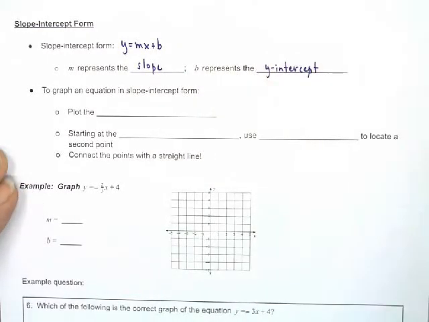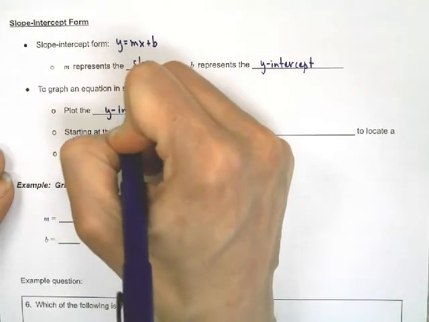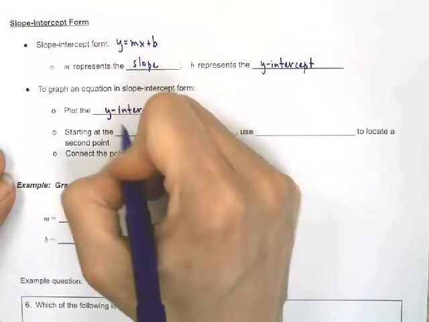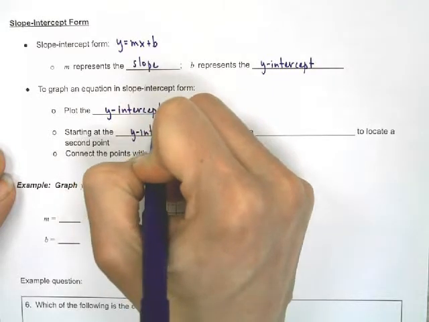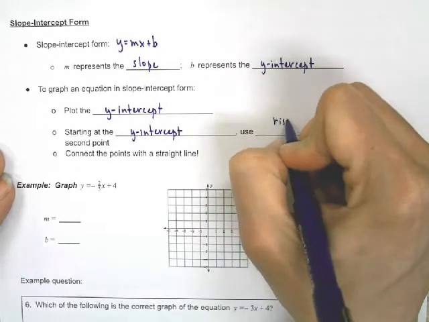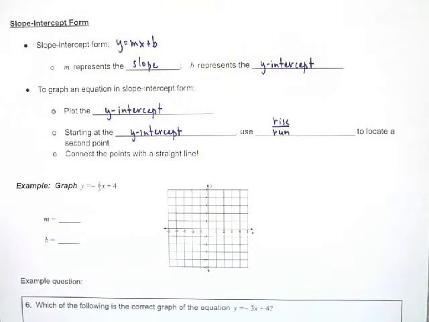So to graph an equation in slope-intercept form, we're going to first plot the y-intercept. Then, starting at the y-intercept, we're going to use rise over run to locate a second point, and then we're going to connect those points with a straight line. Now, obviously, we would do this if we didn't have a multiple choice test. I'll show you an example of a multiple choice question in just a minute here. But just for practice, let's do this.